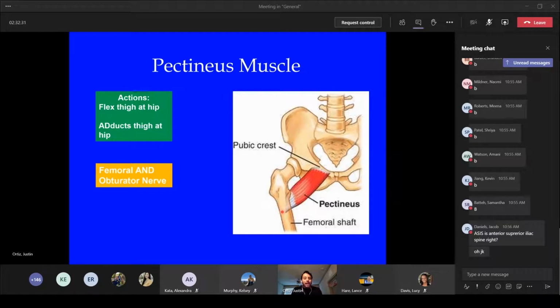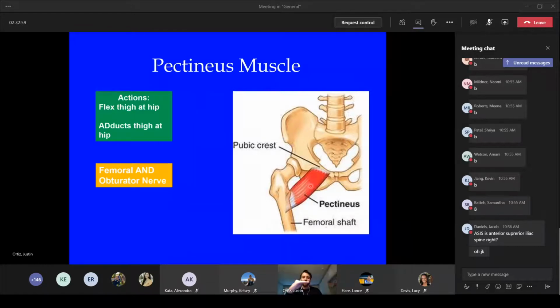But its main action is going to be flexing the thigh at the hip, as well as adducting the thigh, right? Because if you pull this muscle, it's going to pull the femur towards you, meaning adduction. So that's what this pectineus muscle is doing. And it's going to flex the thigh at the hip because of the angle of it. Because the pectineus has a sharp angle like this, it's going to actually pull it up a little bit as well.